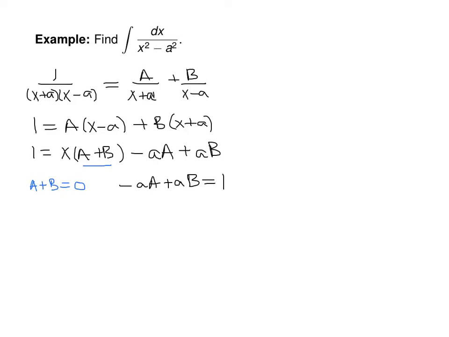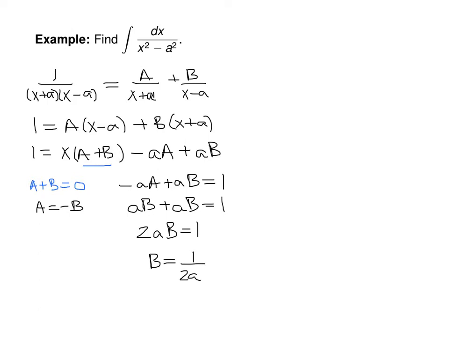So this tells us that A is equal to negative B. So if we input that, we will have positive lowercase a capital B plus lowercase a capital B equal to 1. So that's 2 lowercase a capital B equals 1. So B is equal to 1 divided by 2a.